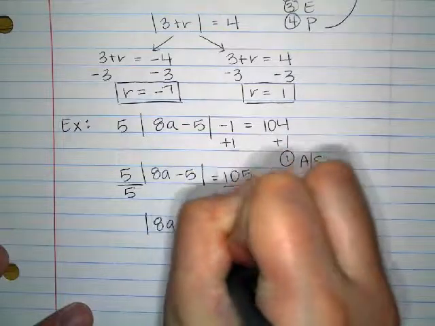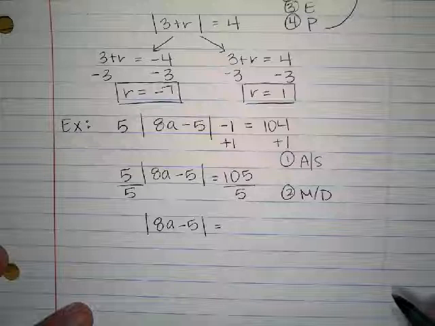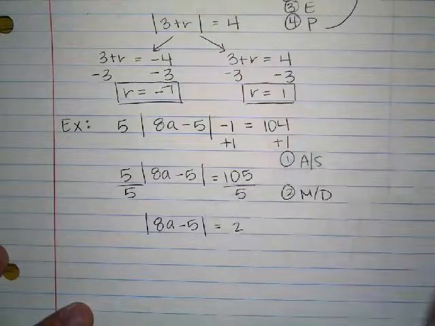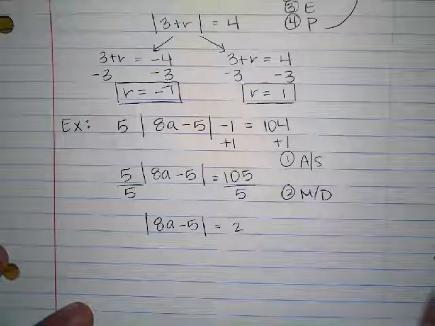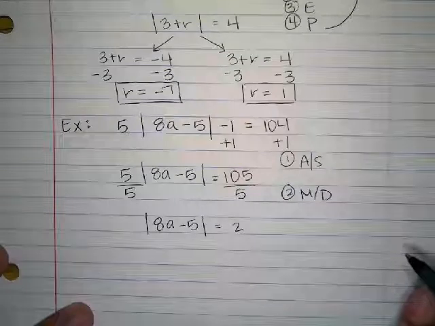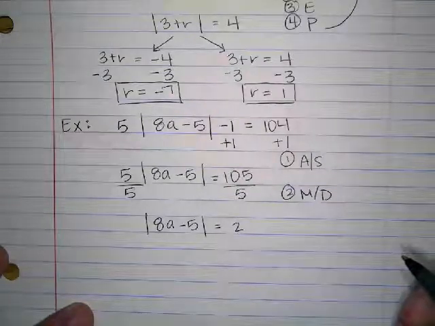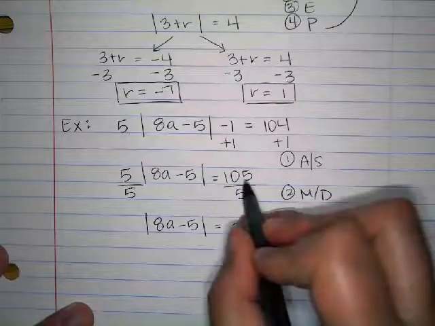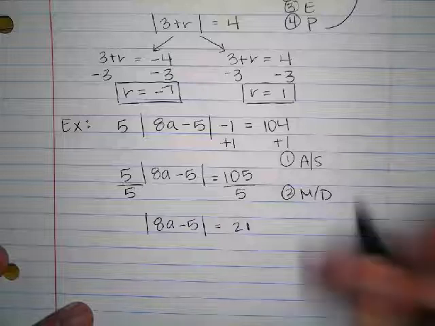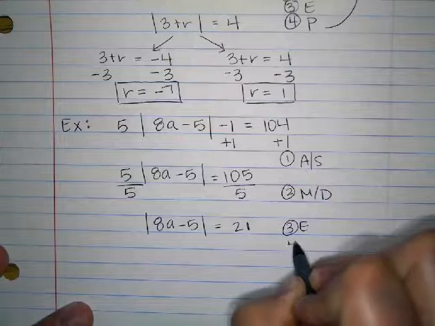$105 divided by 5. Anyone know? 20. 5 goes into 100. Anyone know how many fives are in 100? It's 20, and then an extra, so it's 21. And for the next 2 steps, we have exponents. There's no exponents for this problem. And then the P is for our grouping symbols.